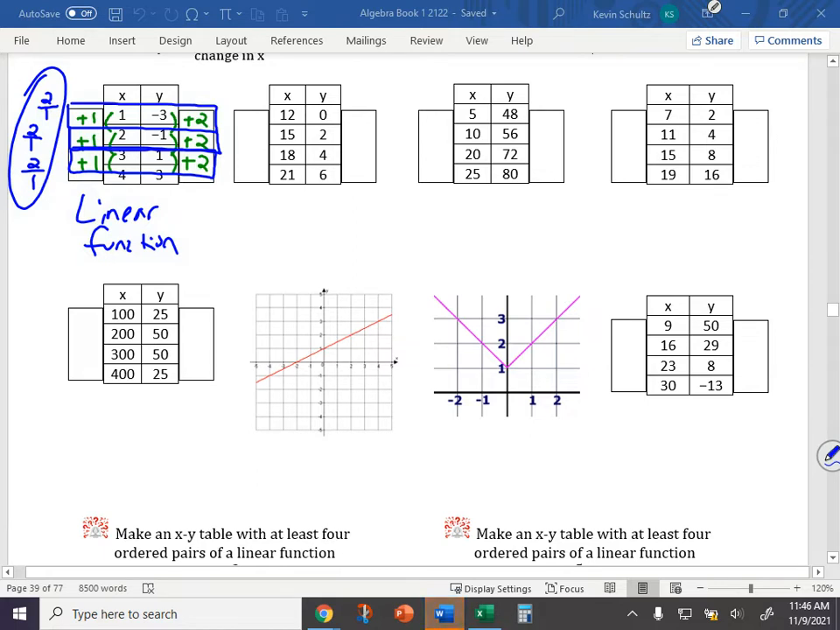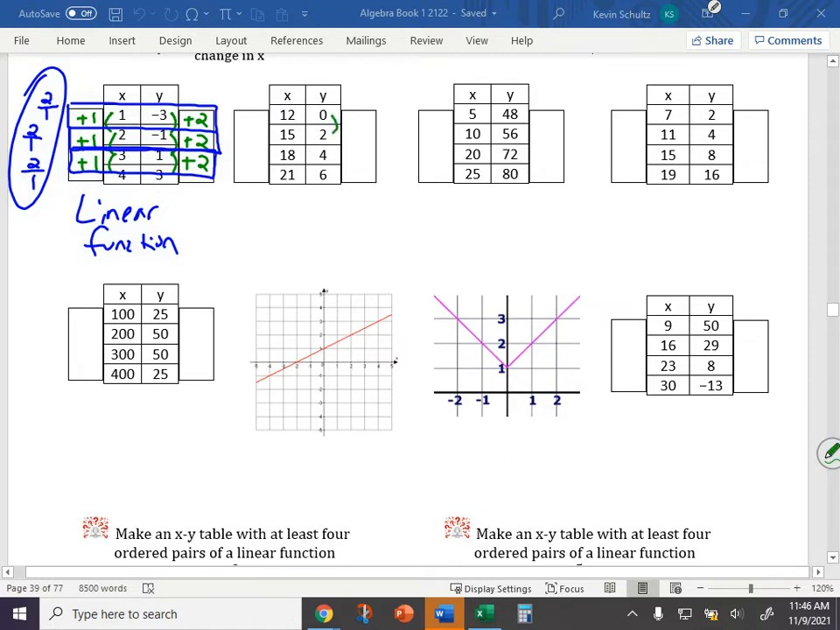Okay? Questions on what we just did there? Your first step is to find that change in y. Your second step is to find the change in x. And then you want to compare them and see if they're all the same. Okay? If they are, linear function. If they're not, not a linear function. So, second one. We'll start again.